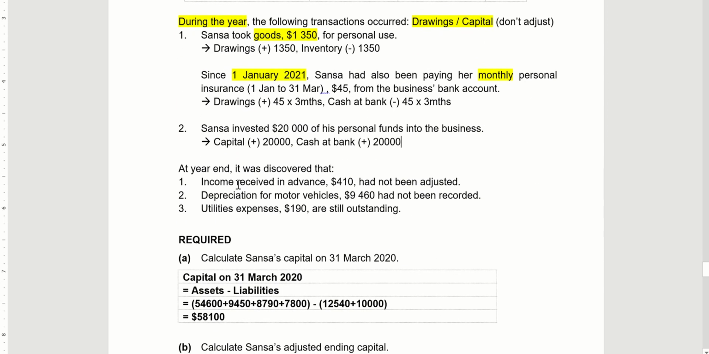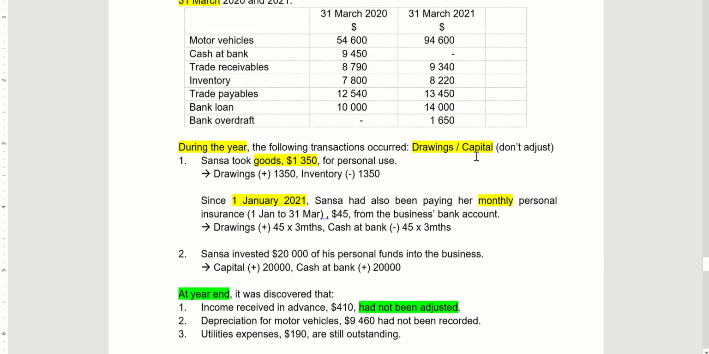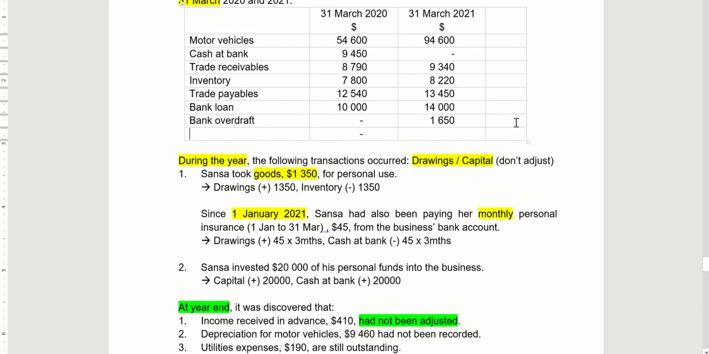Now, it's also told you that at year end, it was discovered that there was income received in advance, and this had not been adjusted. Because it had not been adjusted, you need to adjust it now. So how do we record? We should create a new account called income received in advance, and this is year end, so it's $410 at year end. Income received in advance is a current liability. It's a liability.